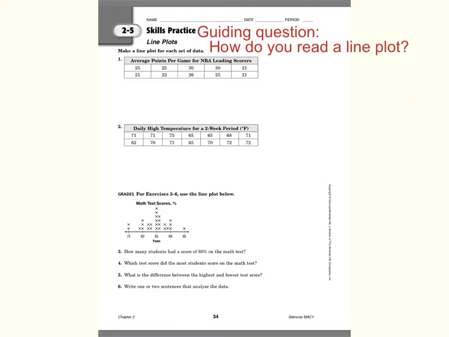Number one, these are the average points per game for NBA leading scorers. So we have 1, 2, 3, 4, 5, 6, 7, 8, 9, 10 basketball players here, and these are their average points per game.